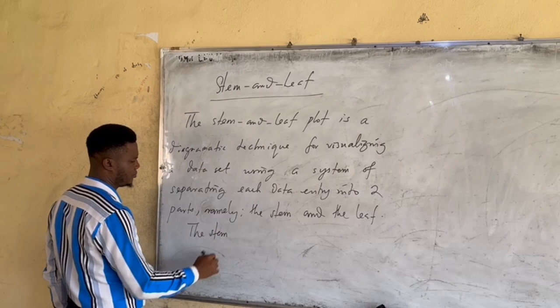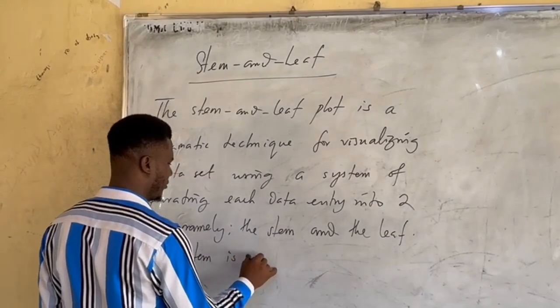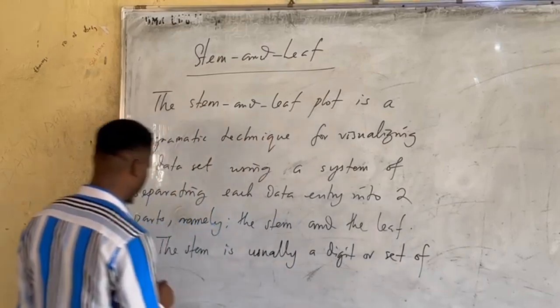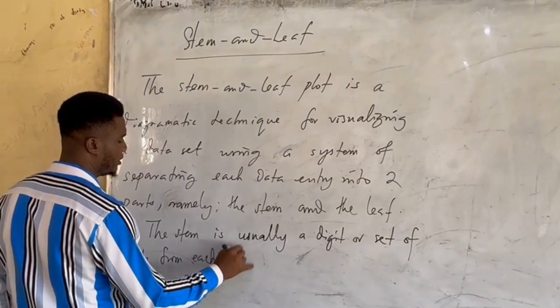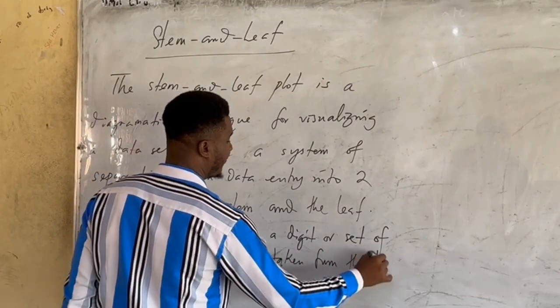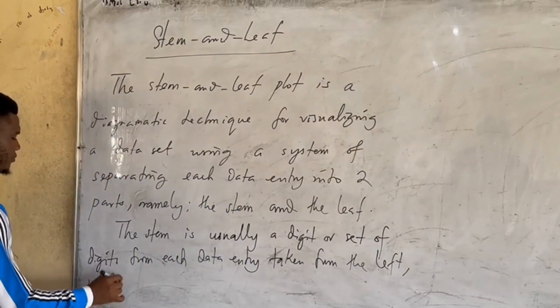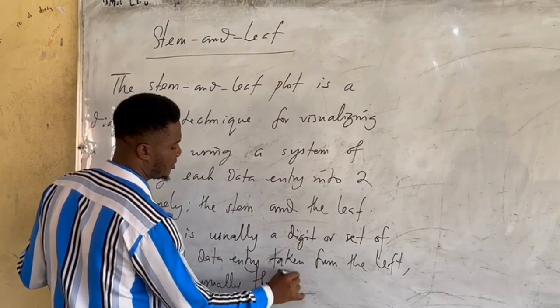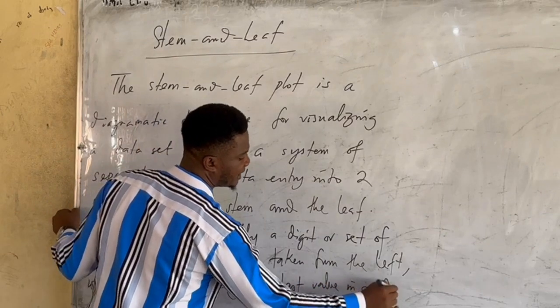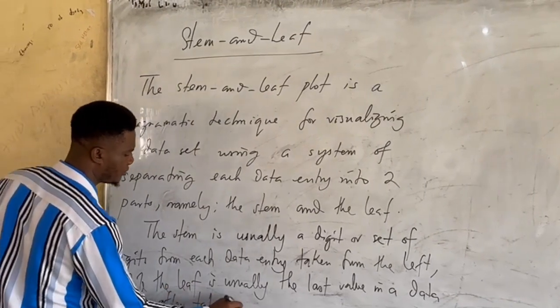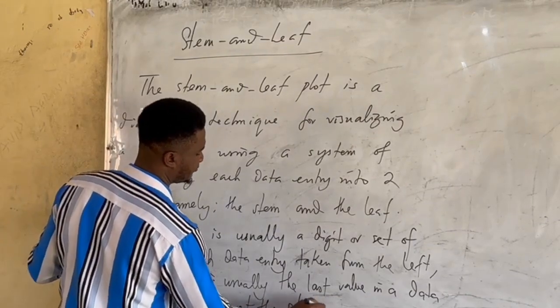So, the stem is usually a digit or set of digits from each data entry, taken from the left, while the leaf is usually the last value in a data entry, after taking out the stem. Full stop.